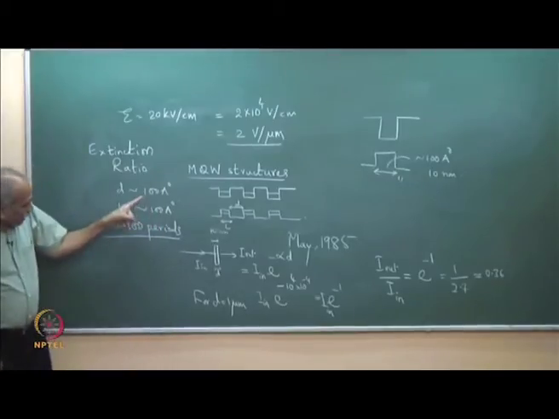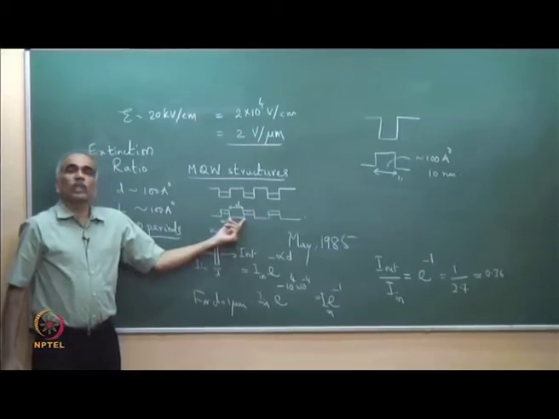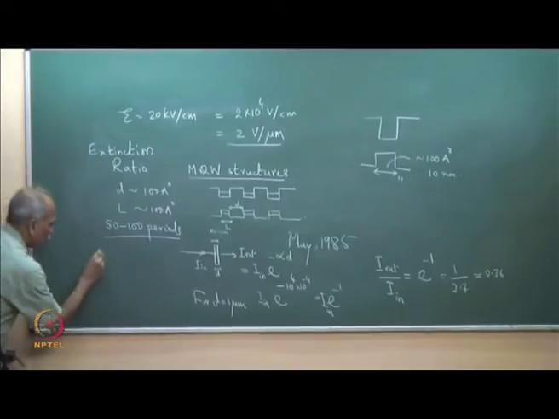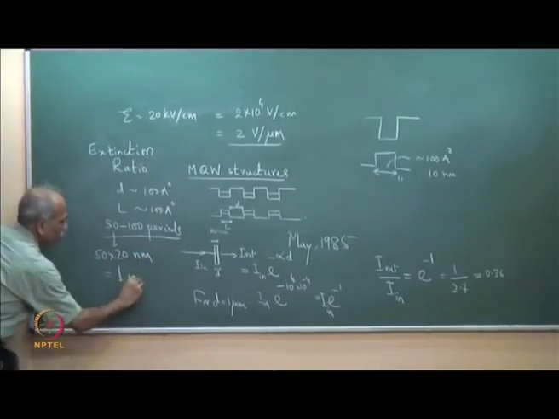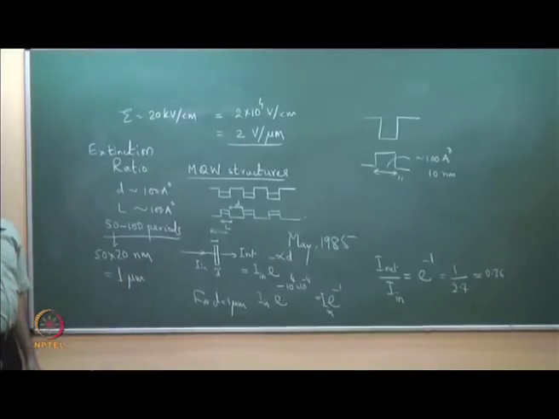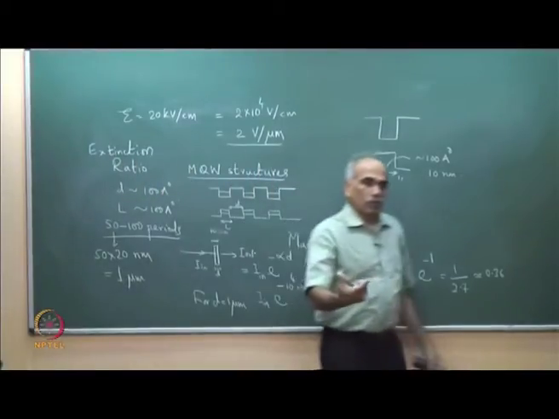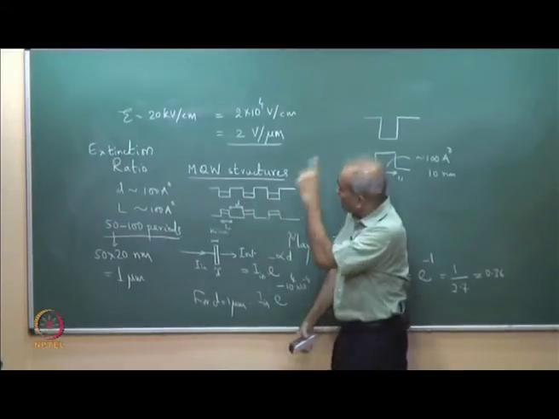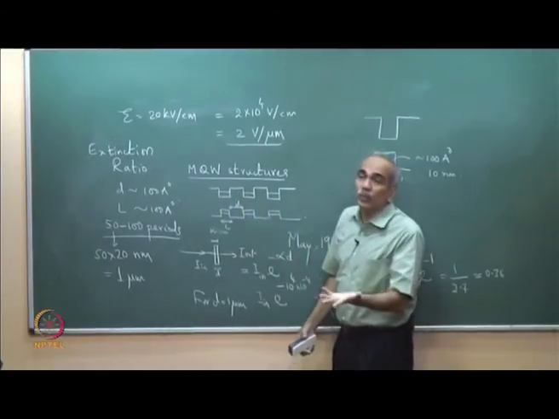So, if I say that it is 100 angstroms well width and 100 angstroms barrier, the total is 200 angstroms, that is 20 nanometer. If I have 50 periods, which means 50 into 20 nanometer, that is 1 micron. If you use 100 periods, then you will have 2 micron. So, regarding the total well width, where attenuation takes place, please remember attenuation is only here, outside there is no attenuation. Why is there no attenuation?